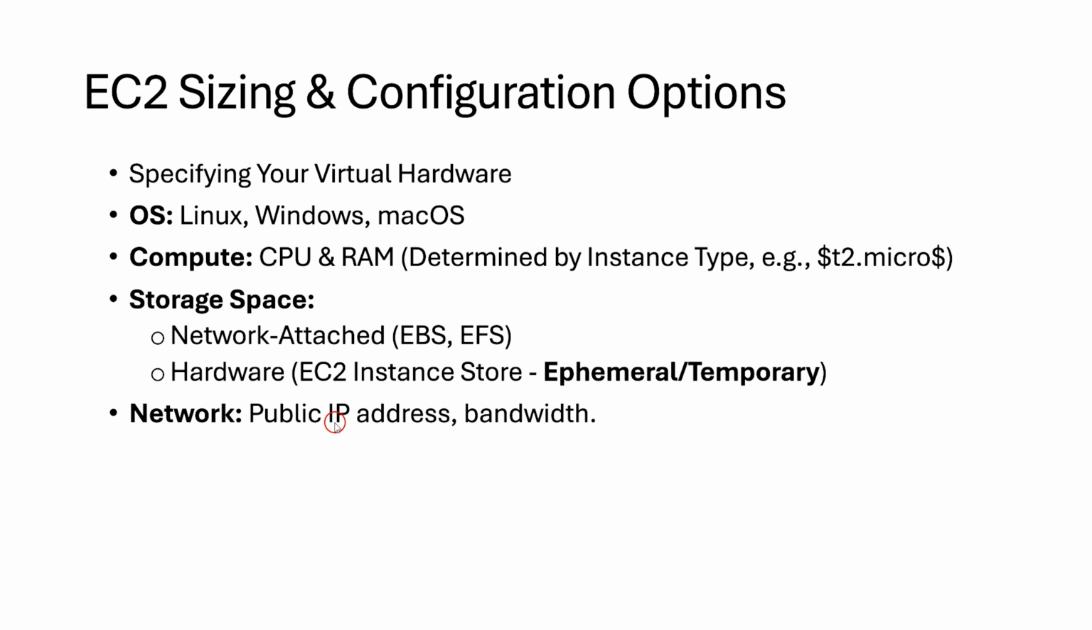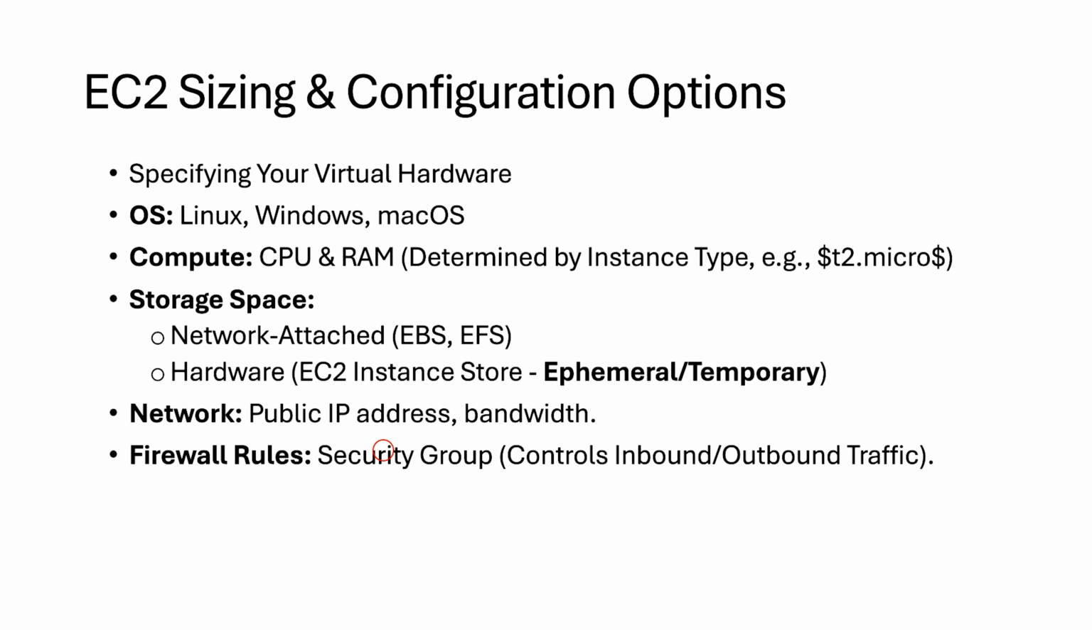Next, network. You configure the virtual network speed and whether it needs a public IP address to be reachable from the internet. And firewall rules, usually in AWS we call them security groups, which are nothing but the firewall rules. This is your virtual firewall. It defines what network traffic, in the sense of which IP addresses or ports, is allowed inside or allowed out of the instances. So those rules you can specify.